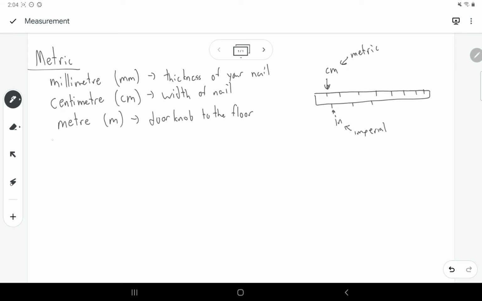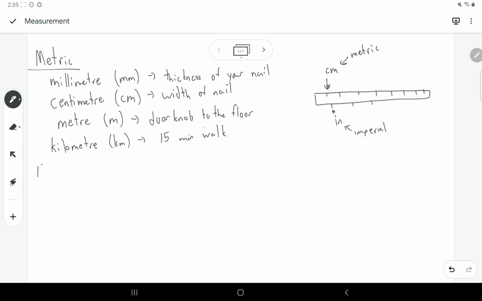And then finally, you hear about this one a lot if you go driving, it's the kilometer, or km. It's about a 15-minute walk. This one is for describing longer distances. You wouldn't measure this one with a ruler. You might measure this with GPS or some other tool. So that's metric. That's about how big metric things are.